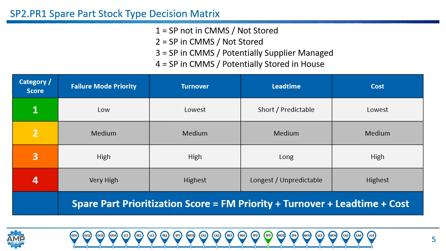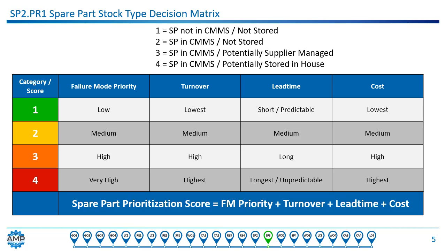These values are based on evaluation in the following categories: criticality, which is based on failure mode priority, and possibly other site-specific inputs important to a specific business model or product. Turnover. The more being used, the more important it is to make sure they're available. Lead time. The longer it takes to acquire or the more unpredictable the lead time, the more important it is to make sure there's availability.